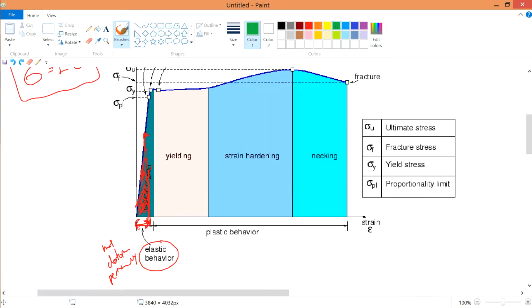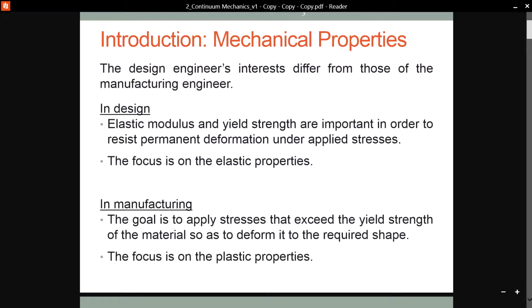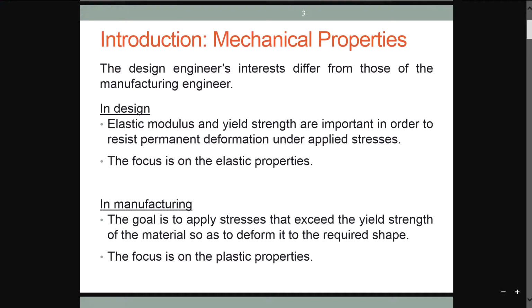Now, when we come back here, we say that this region is elastic behavior, and this whole chunk is plastic behavior because it will permanently deform. This one, elastic behavior, will deform, but it will go back to its initial state. But why are they being studied? It's because in our design we want to resist permanent deformation under a certain applied stress. If you have permanent deformation, you're going to change the shape of a certain structure, and over a long time the whole structure may fail. So we are looking to prevent any permanent deformation if possible.